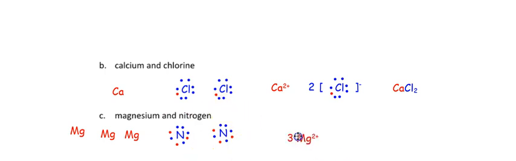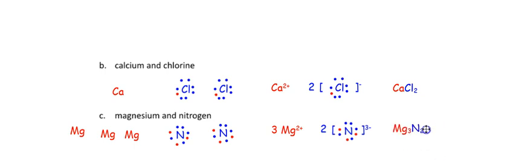So what am I left with? I have 3 magnesium 2+ ions because they gave away their 2 electrons. I have how many nitrogens here? It looks like I have 2. And now what? What's the actual formula? It is that.